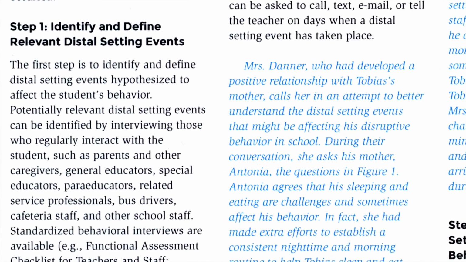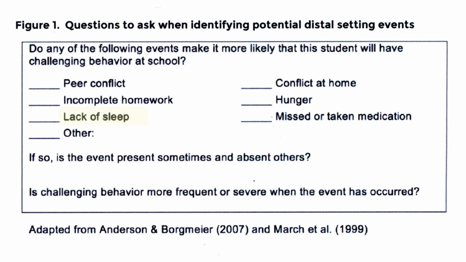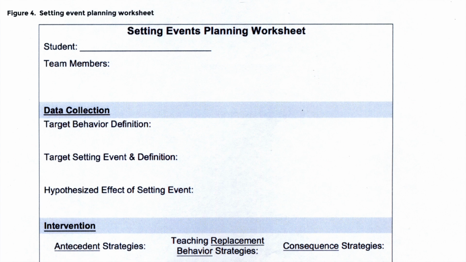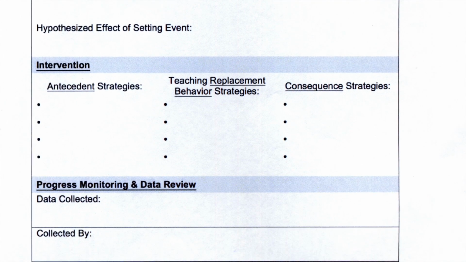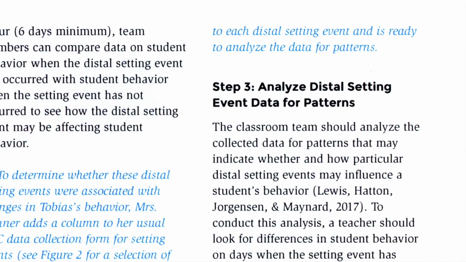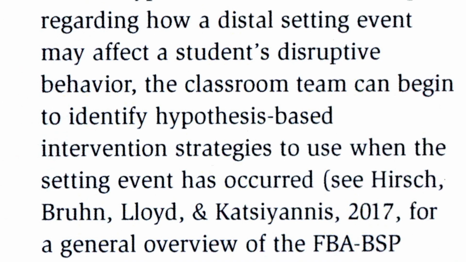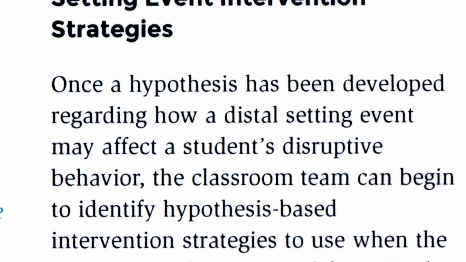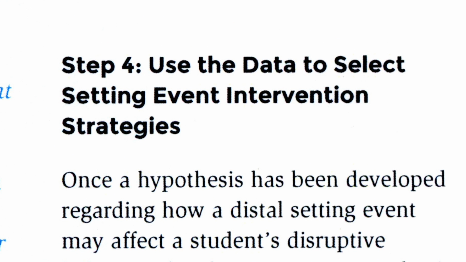So step 1 is identifying and defining the distal setting event. For our second grade student, this was lack of sleep. The second step for our team then was to collect data on the distal setting event, and step 3, analyze that data for any patterns. The fourth step that was presented in the article and that our team was able to use was using the data to select an intervention.